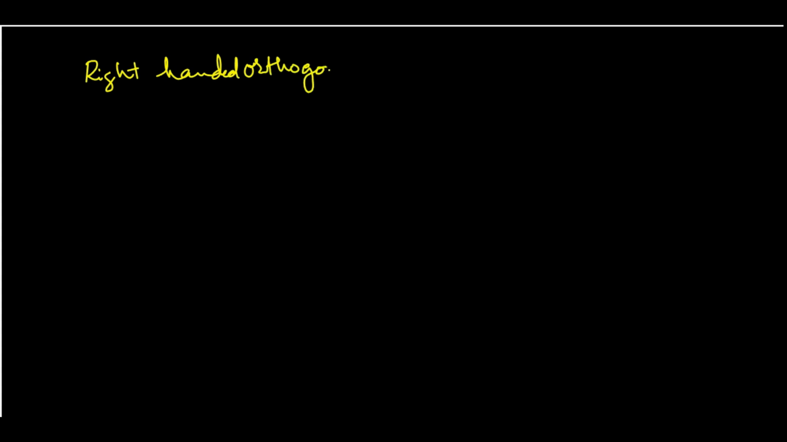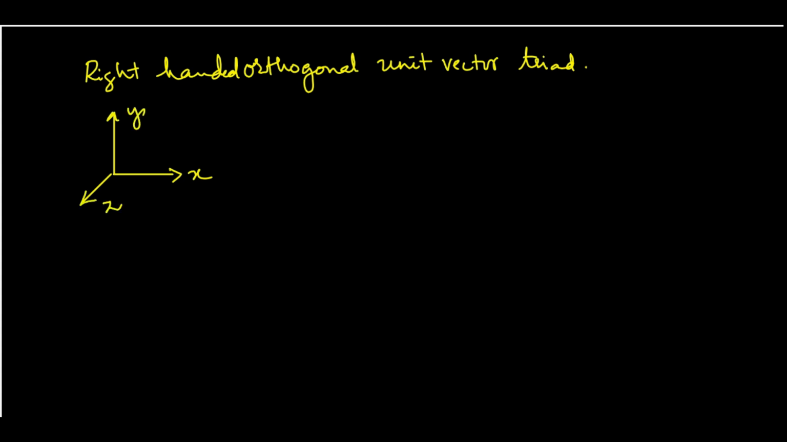Right-handed orthogonal unit vector triad. Okay, right-handed orthogonal unit vector triad. Let us look at our i, j and k axes. Okay, this is your x-axis, y-axis and z-axis. So we have unit vector i cap, unit vector j cap, unit vector k cap.